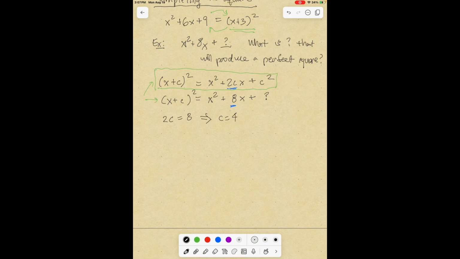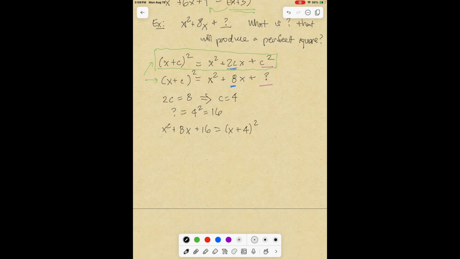And now we see what goes in the question mark, because the question mark is c squared. So the number we're trying to figure out is c squared. That's 4 squared, which is 16. And so we figured out that if you add 16, you get a perfect square. And we actually figured out what you have to add to x before you square it. It's c, which is 4. And this is a true statement. x squared plus 8x plus 16 equals x plus 4 in parentheses squared.